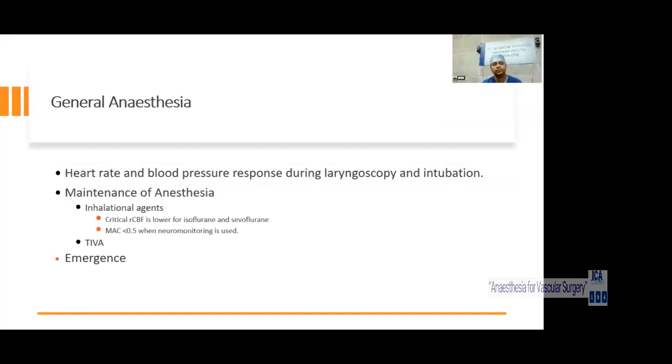In general anesthesia, important periods are during the intubation and laryngoscopy; the heart rate and blood pressure response should be attenuated appropriately. For maintenance of anesthesia, inhalational agents can be used. Isoflurane has a lower critical regional cerebral blood flow. Sevoflurane is also equally effective. MAC of less than 0.5 should be used when neuromonitoring is used. And TIVA is also equally effective. Emergence, again, the emergence response should be blunted using adequate pharmacological methods.